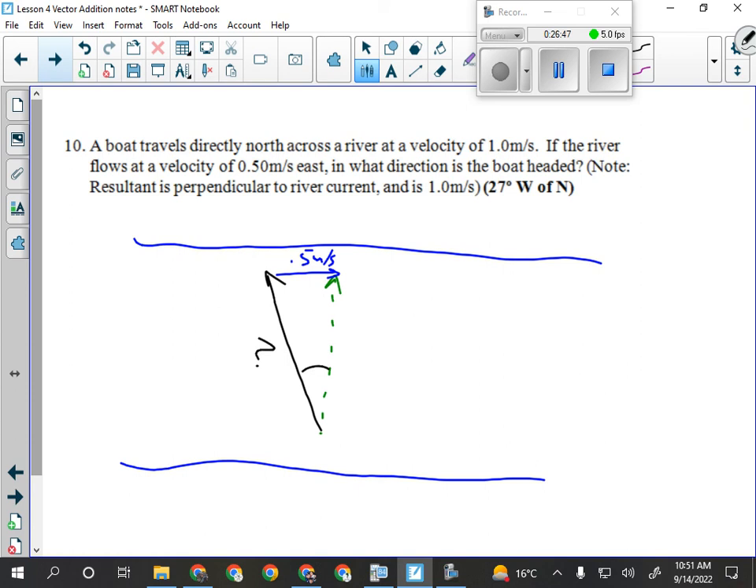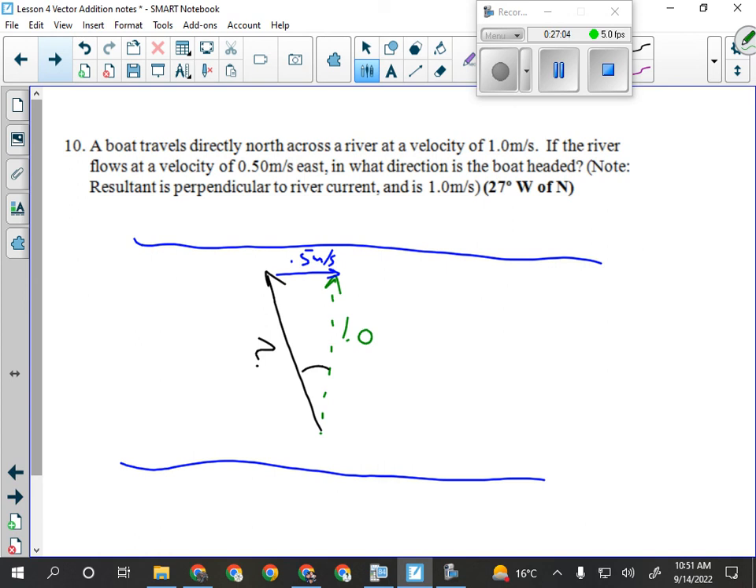So in what direction is the boat headed? Well, if I know this side and I know that this side is 1.0, do I even need to know how fast the boat goes to solve that? They never asked for it. I can just use the two sides I was given to get the angle, because the angle is all the question asked for.